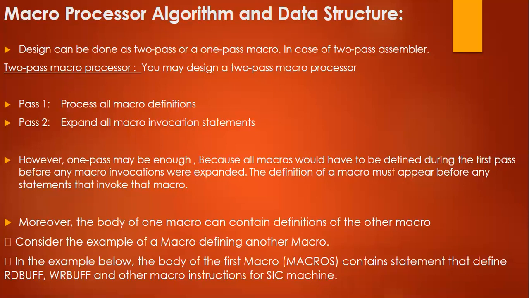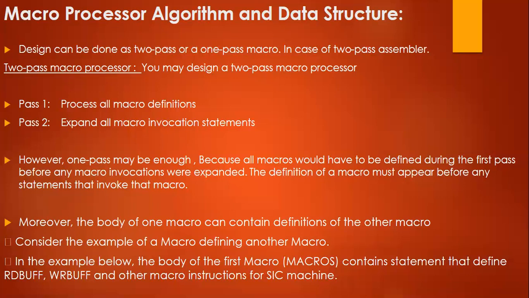But still, if you want to go for pass two, then there will be a split: pass one will handle the macro definition, and pass two will go for expansion. The definition of the macro must appear before any statements that invoke that macro. This is a restriction on both pass one and pass two. Whenever we invoke a macro, first it should be defined; only later can we invoke it.